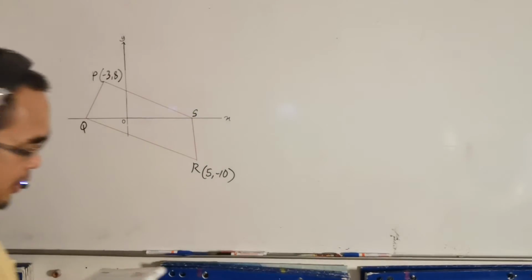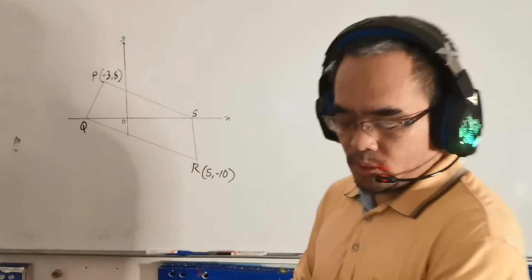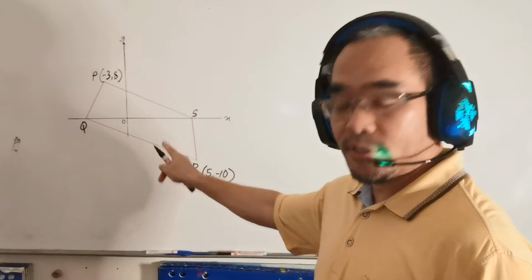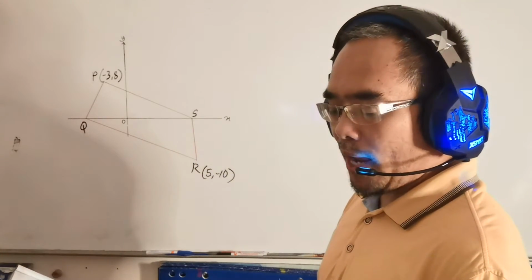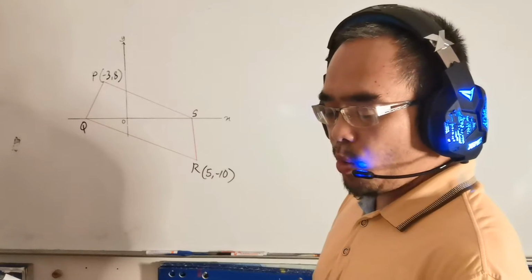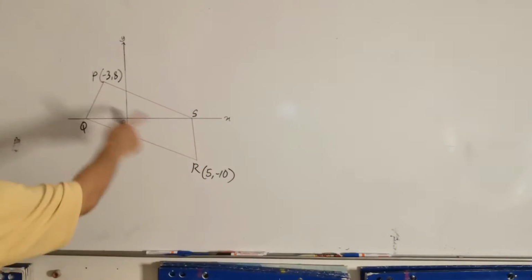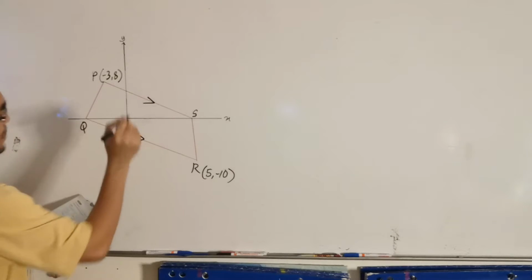Okay, we are at question number 2, 9.1i. In the diagram on the right, O is the origin and PQRS is a trapezium where PS and QR are parallel. PS and QR are parallel, so we have to label that they are parallel.